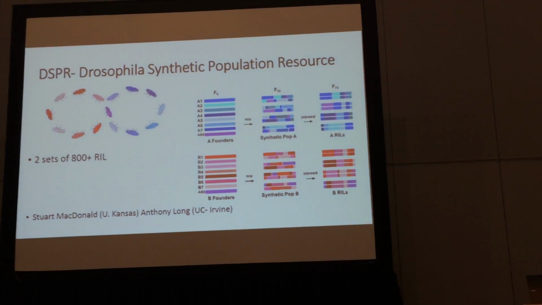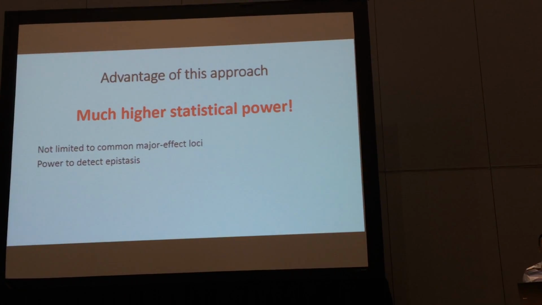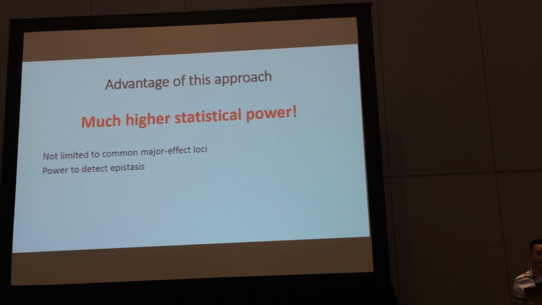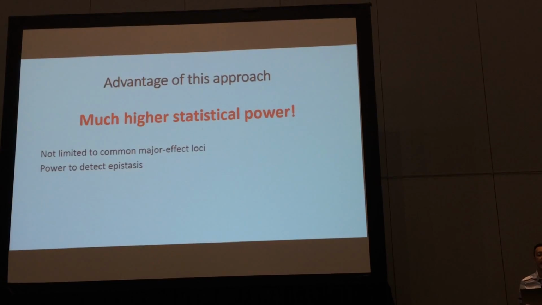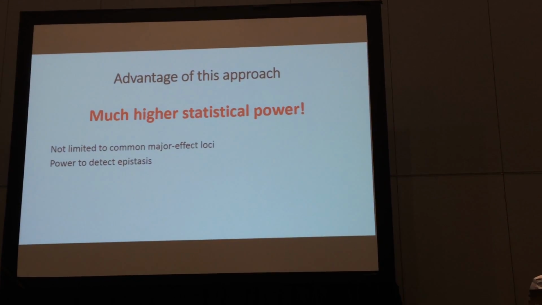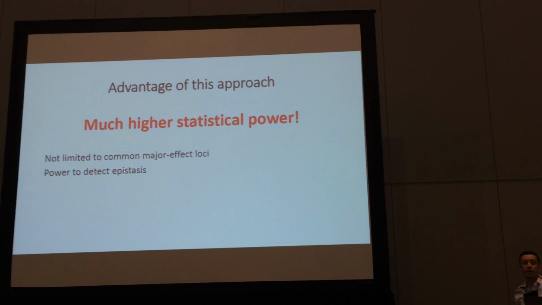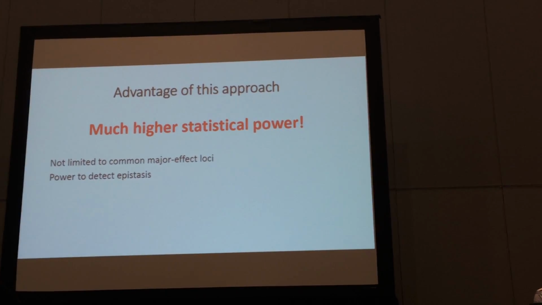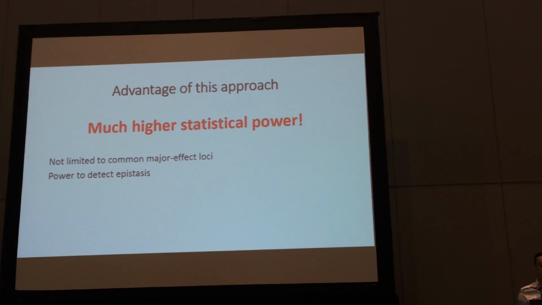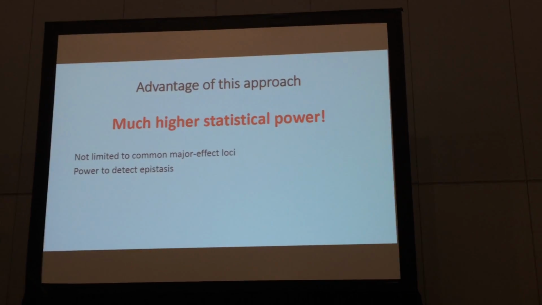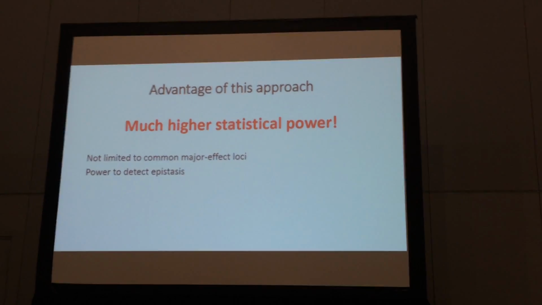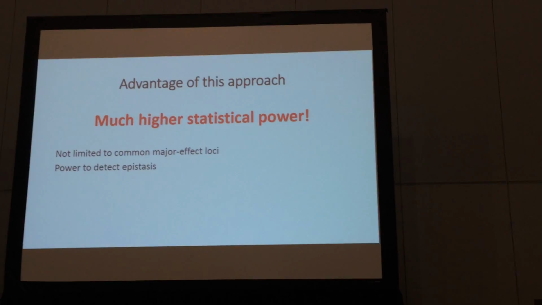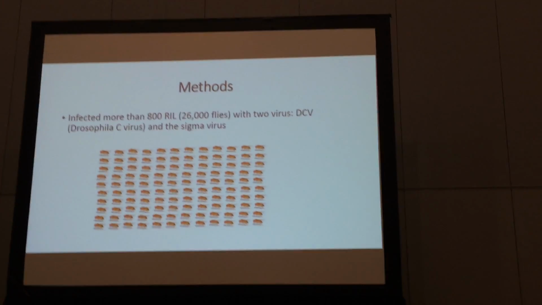And one of the advantages of using this approach, this panel of flies for mapping, is that you have much higher statistical power. So we are not limited, as in the previous study, to just finding major effect loci. And with this additional power, we can also look for epistasis and how some of these loci may interact with each other. So here's what we did.